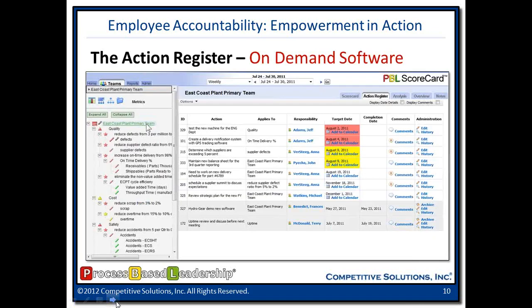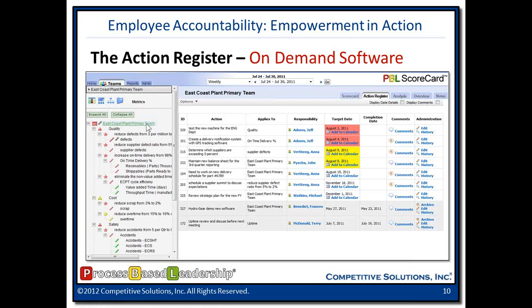I want to show you an actual action register from a team that I've worked with in an organization. This is an on-demand software that we have at Competitive Solutions. It's called PBL Scorecard. It links in directly to your metrics and your scorecards. But you'll see there very clearly what is the action that must happen, what someone needs to do, what does it apply to. Does it apply to a metric on a scorecard, or does it apply to something specific to the team? One person is responsible, and then you'll see there it's target dates, color-coded.